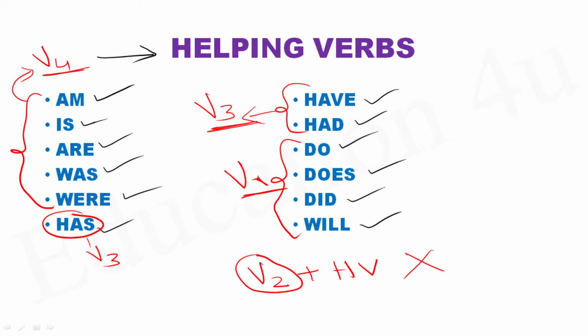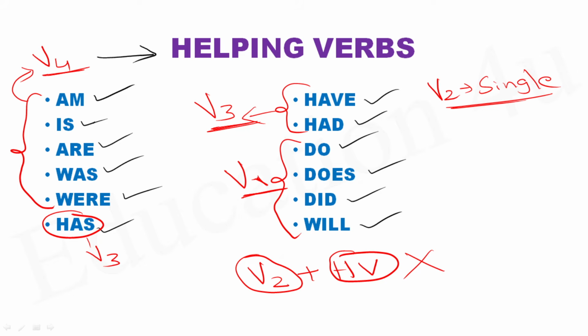Either we use V2 separately, or we use a helping verb separately with another verbal form. But V2 and a helping verb can never come together. To put it more interestingly, always remember V2 comes alone. In one way, V2 is always single. V2 cannot be used with any helping verb.